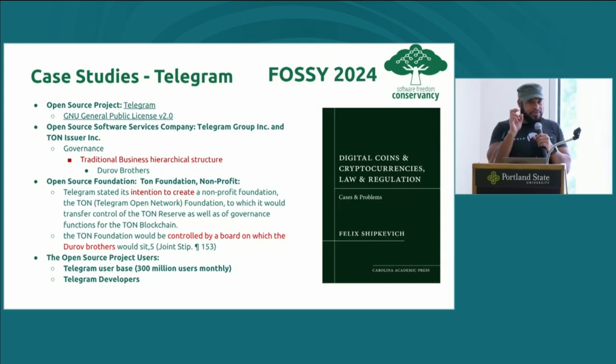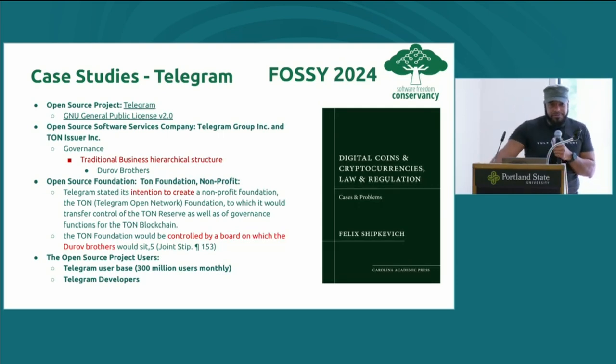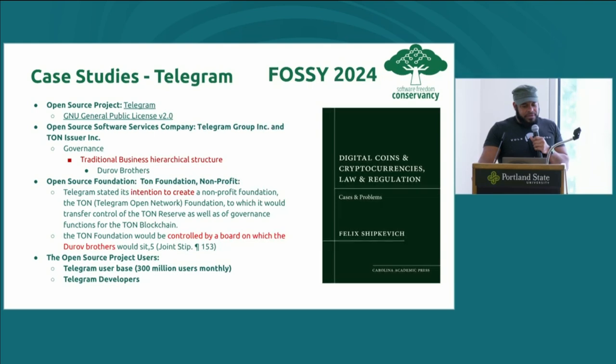So on this part, we're going to use the model again. You have the open source project, Telegram. A lot of people may not know Telegram's open source, under the GPL. And you have the services company, the Telegram Group, Inc. and Ton Issuer, Inc. We got these from the court documents from their court case with the SEC. The governance structure is a traditional hierarchical business structure with the Durov brothers on top. They funded this whole thing, the servers and everything, out of their own pockets. Then they had a foundation, a Ton Foundation. And Telegram stated an intention to create a nonprofit.